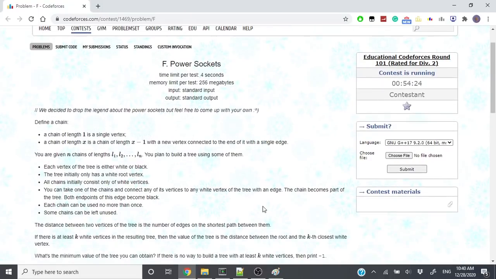Okay, I have not finished reading this problem, so let's do that. Each vertex of the tree is either white or black. The tree initially only has a white root vertex. All chains initially consist only of white vertices. You can take one of the chains and connect any of its vertices to any white vertex of the tree with an edge. The chain becomes part of the tree. Both endpoints of this edge become black.